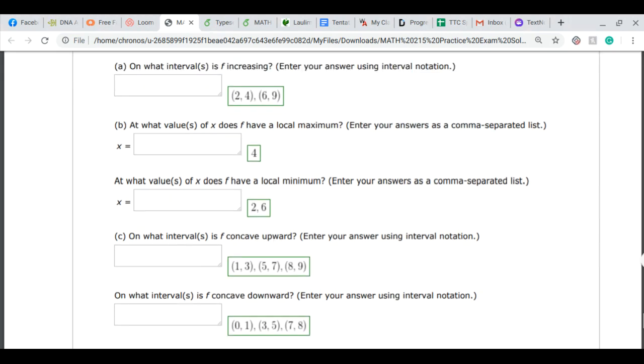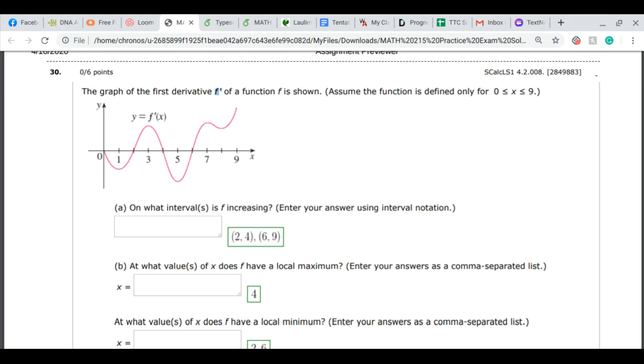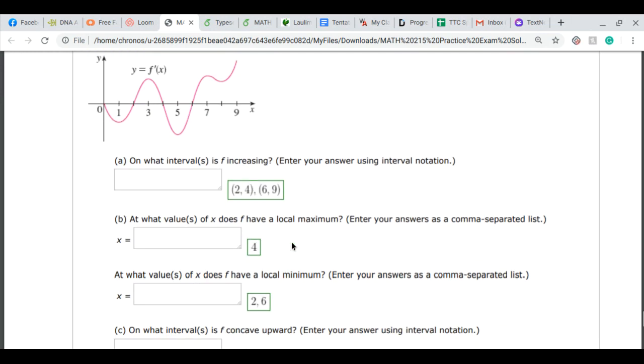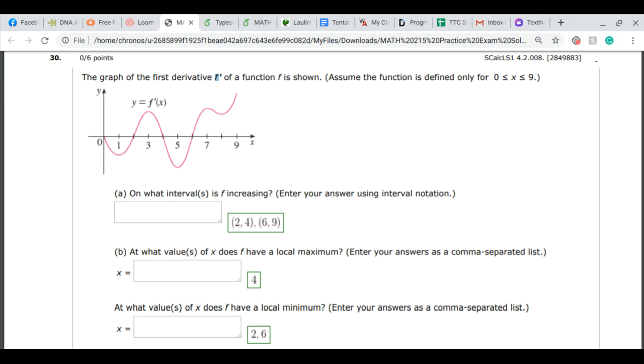At what x value does f have a local maximum? That means where does f prime change from positive to negative? At 4. So remember, this does not mean where does f prime have a local maximum, in which case the right answer would have been 3, not 4. Here, f has a local maximum at x equal to 4 because f prime changes from positive to negative there. That means the original function f changes from increasing to decreasing.